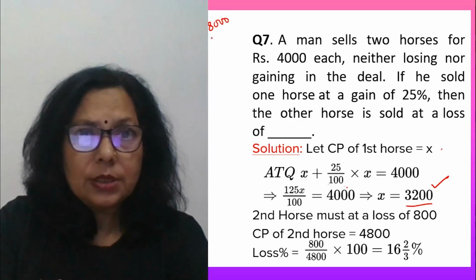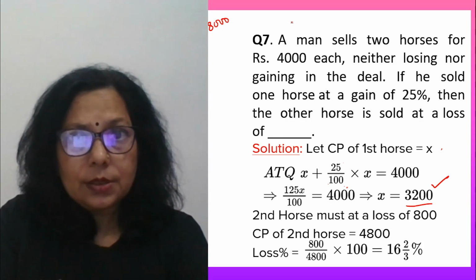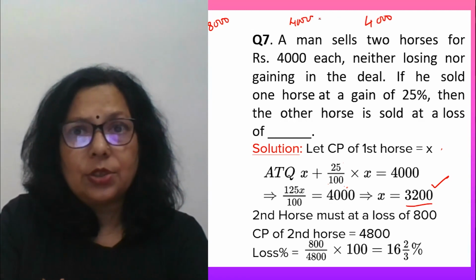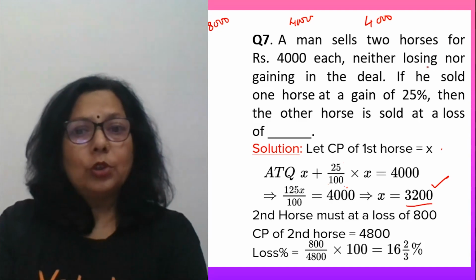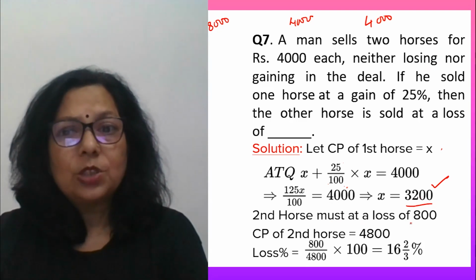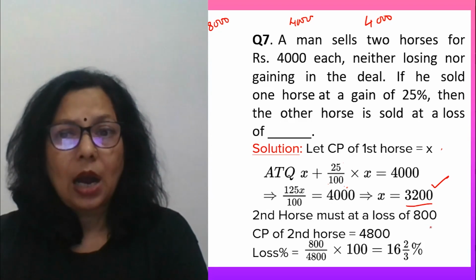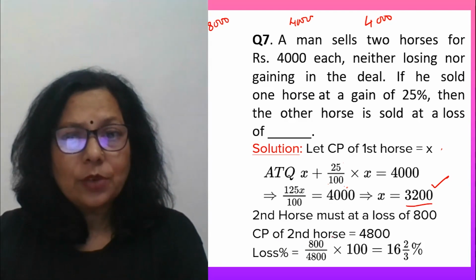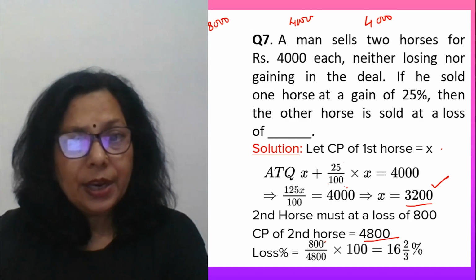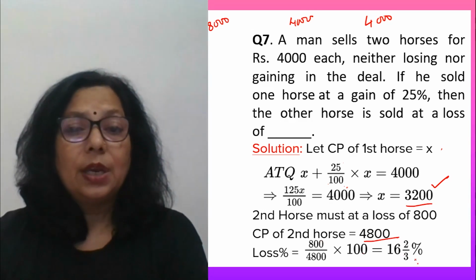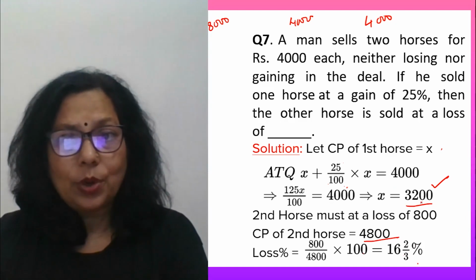So total second one was, he sold both for 4000 each, right? दोनों 4000 each का, एक का कॉस्ट प्राइस 3200 है. सेकेंड हॉर्स मस्ट बी एट अ लॉस ऑफ 8%. हाउ? वाई? Because cost price of second horse is 4800. So loss percentage is 800 upon 4800 into 100 is equal to 16 2 by 3%. ऐसा हमने क्यों कहा? क्योंकि 3200 आ गया.